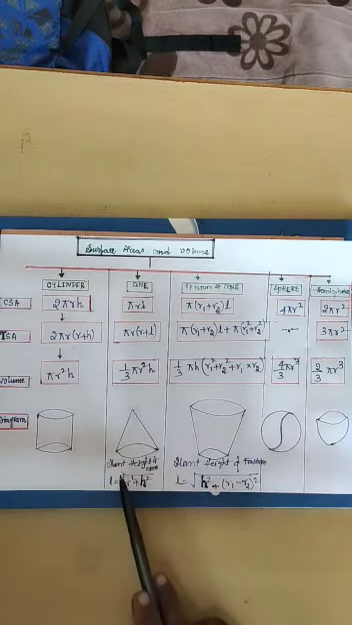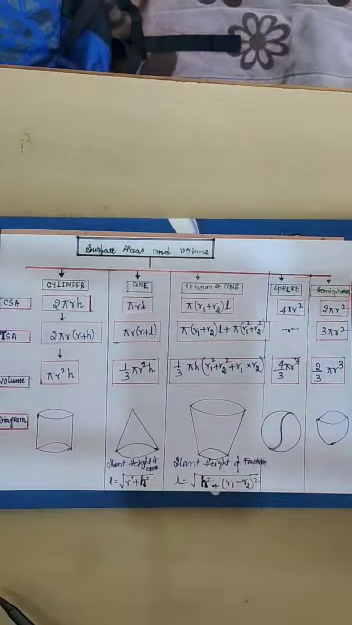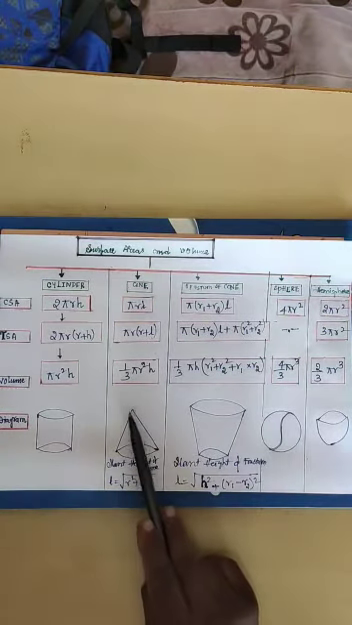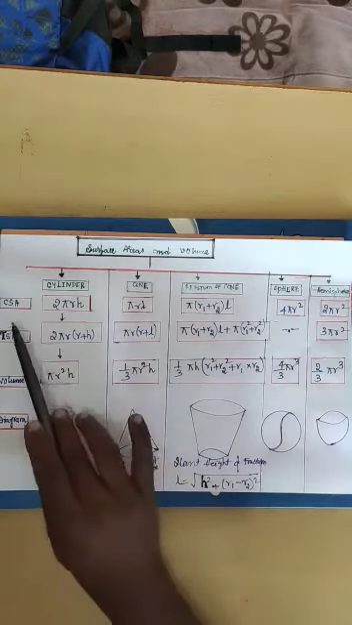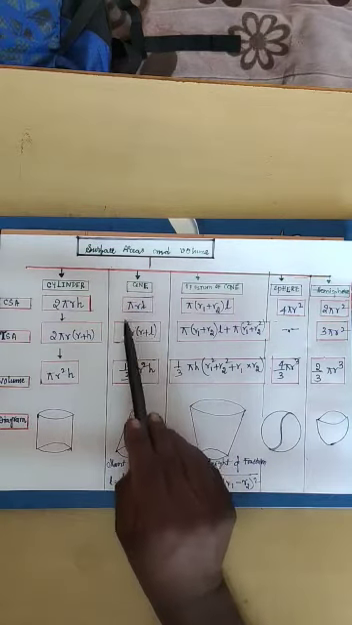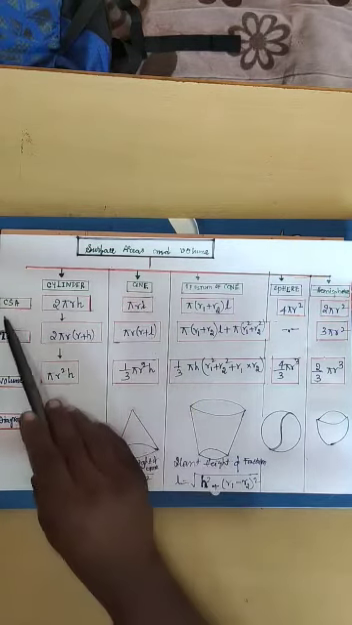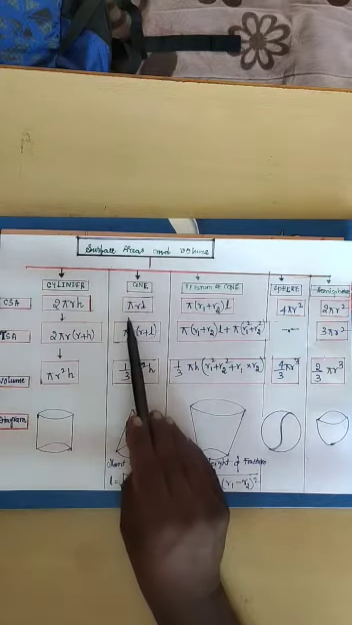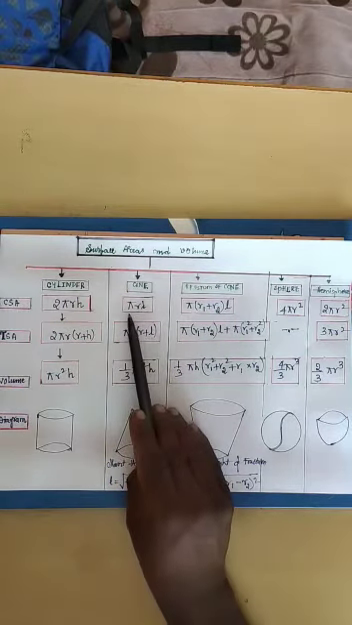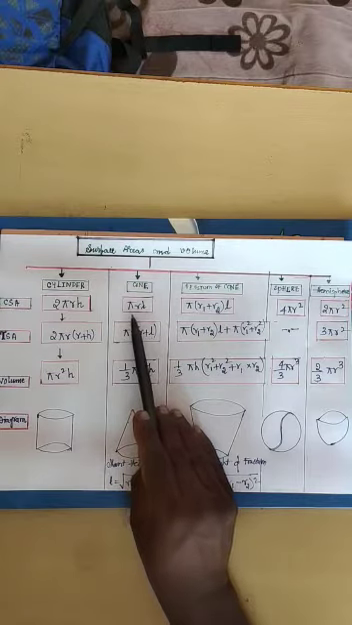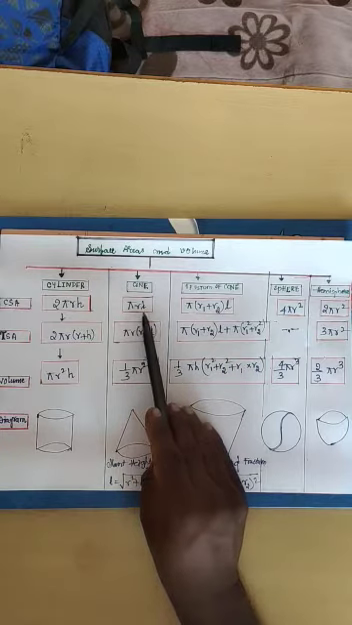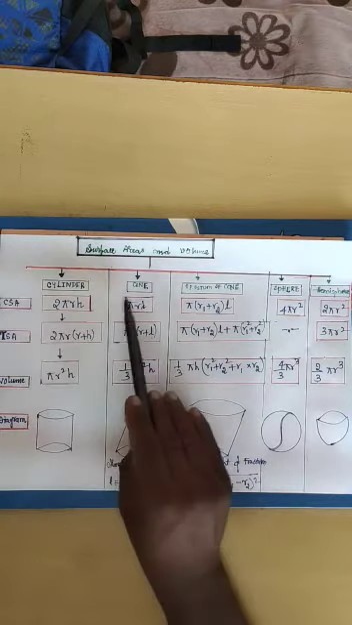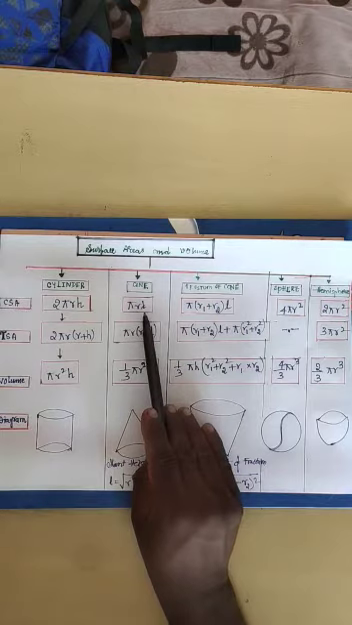Next we have another beautiful geometrical solid figure, that is a cone, like an ice cream cone or a birthday cap. The curved surface area of a cone is pi rl. We know that the value of pi is 22 by 7, or 3.14 in decimal, r stands for radius, and l is the slant height. So the curved surface area of a cone is pi r into l.